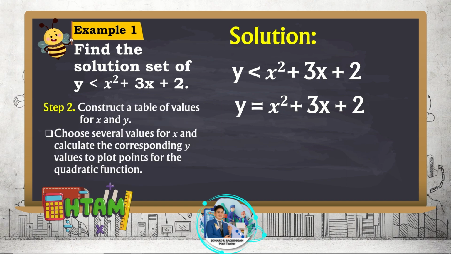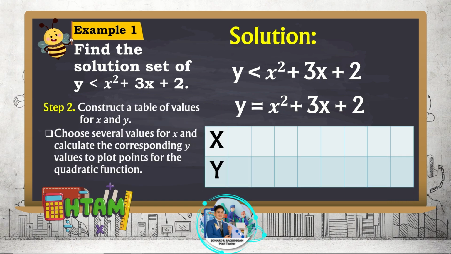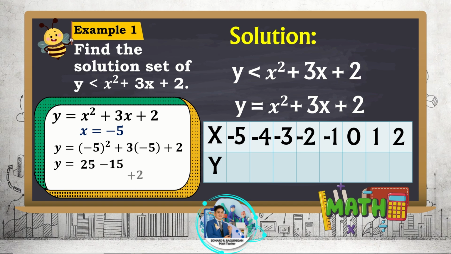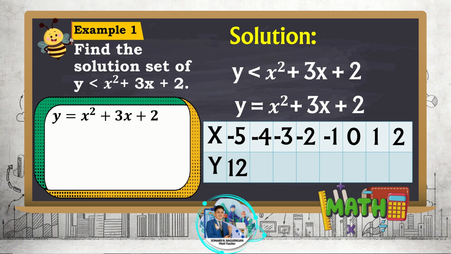Step 2. Construct a table of values for x and y. Choose several values for x and calculate the corresponding y values. For x equal to -5, substitute this value to solve for y. We have y is equal to the square of -5, plus 3 times -5, plus 2. Then simplify. -5 squared is 25. 3 times -5 is -15. Plus 2. Then simplify: 25 minus 15 plus 2 is 12. So, if x equals -5, then y is 12.